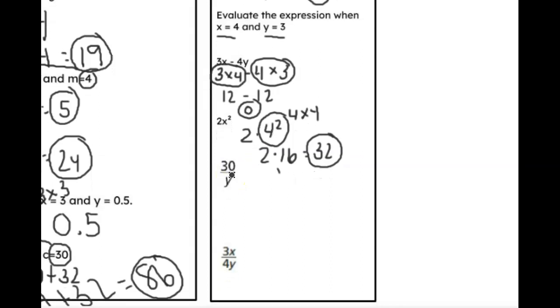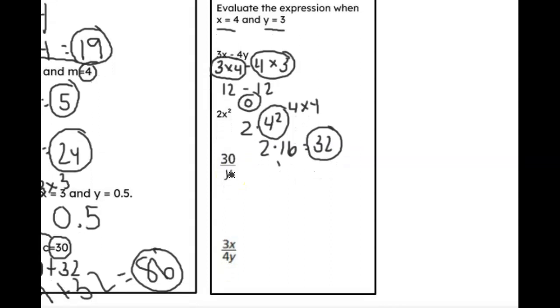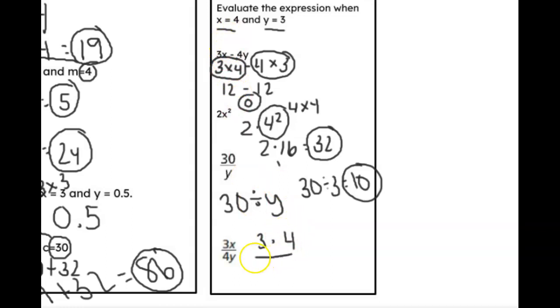Our next one, we have 30 over y. So if you don't like it like that, you can always change it into 30 divided by y. Y is 3, so I have 30 divided by 3 equals 10. And our last one, 3x, that means I'm going to take 3 times 4. And on the bottom, I'm going to take 4 times 3. So 3 times 4 is 12. 4 times 3 is 12. And so you equal 1.